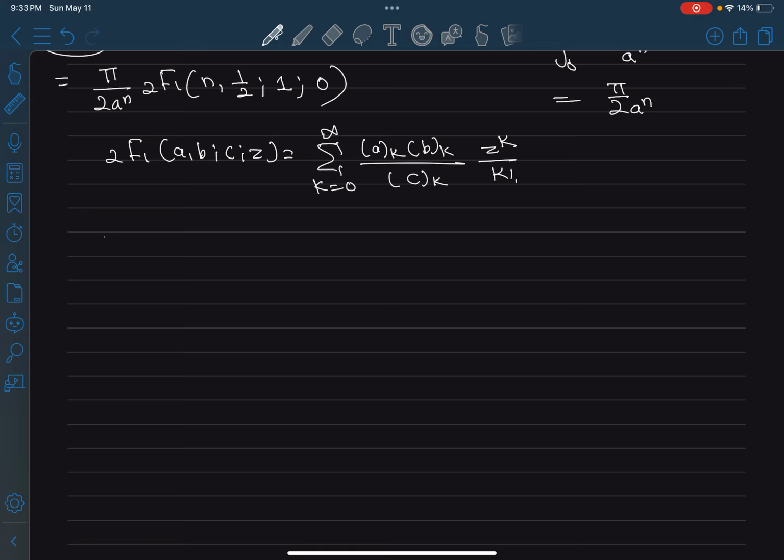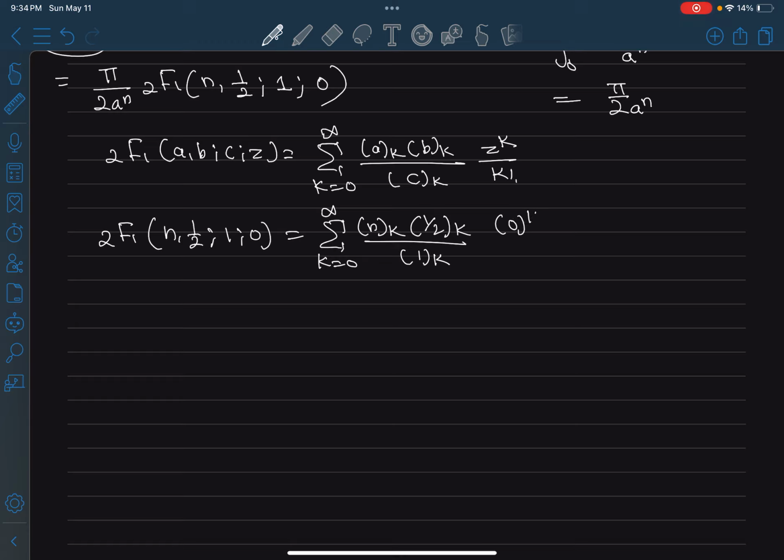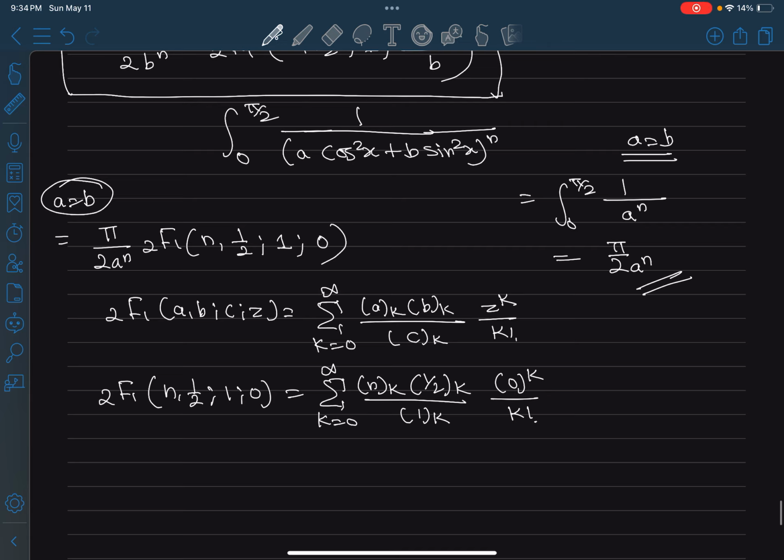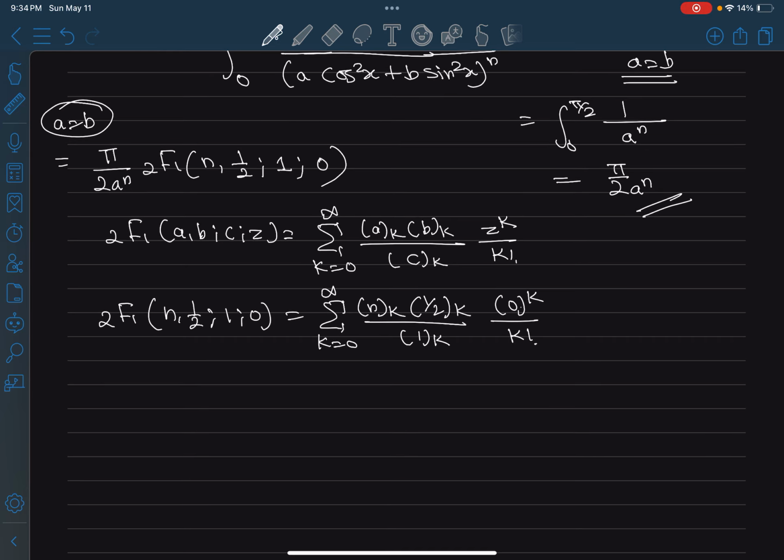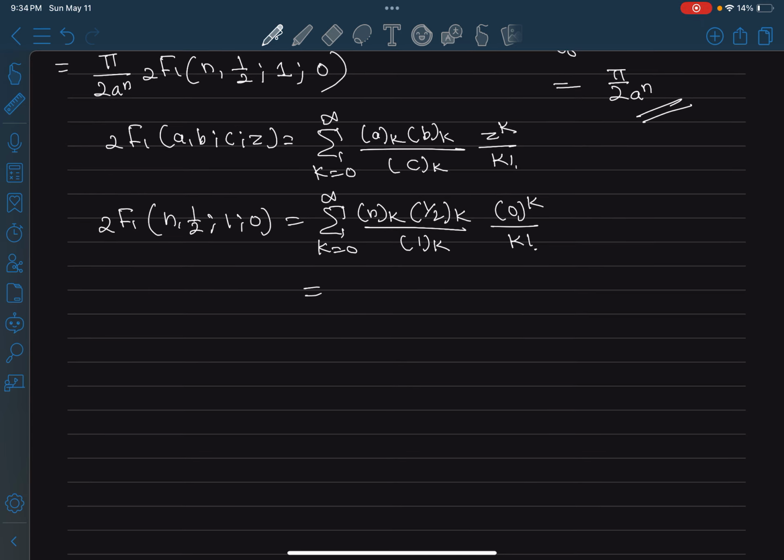Now, notice that if you want to find 2F1 of n, half, 1, 0, that will just be the sum from k equals 0 to infinity of (n sub k)(half sub k)(1 sub k), and then 0 to the power k by k factorial. You might think that this is always 0, so that's just 0, and then our answer was supposed to be this, but that's not the case, because when k is 0, 0 to the power 0 is 1, at least in the limit. So the first term will survive. All of them will just go to 0, except for k equals 0.